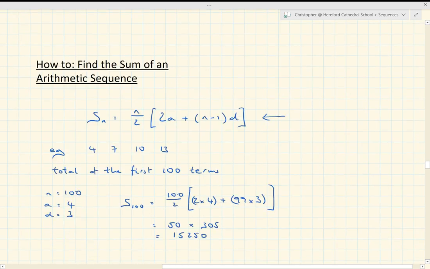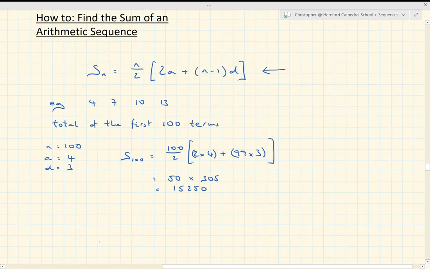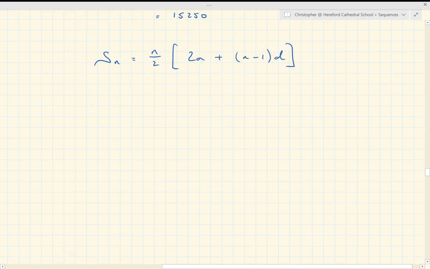Perhaps you ought to try one. So I'll start by writing down that formula for you. The sum of the first n terms is n over 2 multiplied by 2a plus n minus 1 d. And let's find the sum of the first 50 terms of this sequence. Let's have the sequence that begins 10, 13, 16, 19, and so on. Can you find the sum of the first 50 terms of that sequence? Perhaps pause the film, give it a go.